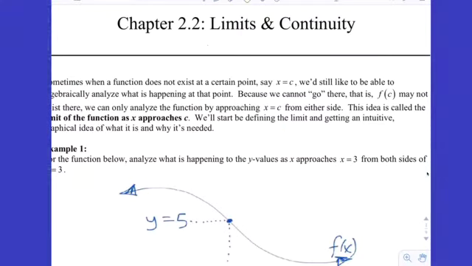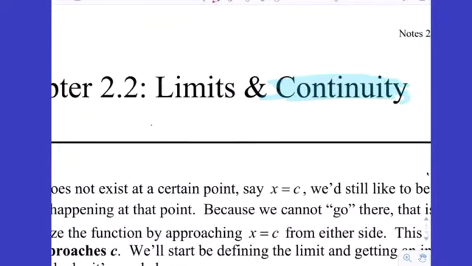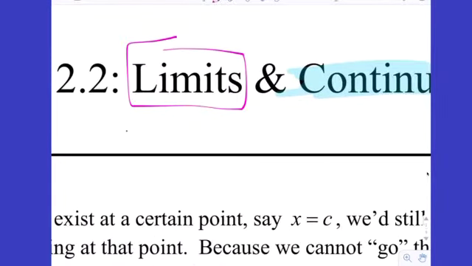All right, so 2.2 is called limits and continuity. We've already been dealing with continuity and discontinuities, but we are going to introduce a new concept today called the limit. And the limit is going to help us define the types of discontinuities that we've been seeing. We know how to identify what the discontinuities are, but we haven't really defined what they are. So the idea of a limit is going to help us do that.